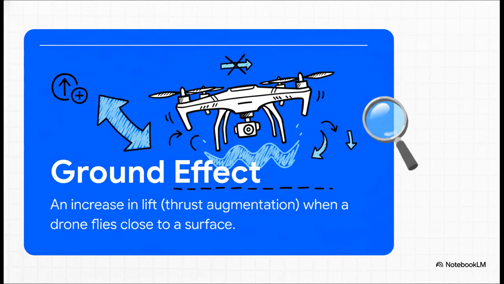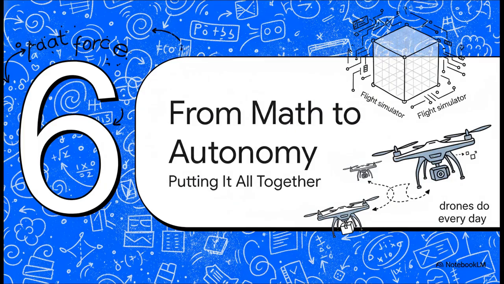And check this out. Here's a really fascinating real-world effect that has to be modeled. It's called ground effect. So when a drone gets really close to a surface, like when it's about to land, a cushion of high-pressure air builds up beneath it, which actually gives it extra lift. For a drone to pull off a perfectly smooth autonomous landing, its digital blueprint has to know about this and account for that sudden change in thrust. Pretty cool, right?